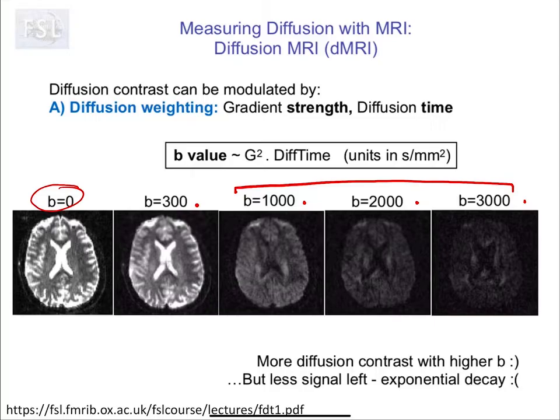So the good thing is, the higher the b-value, the more diffusion contrast you're going to get, but the problem is you're also killing your signal. So there's always this trade-off: more b-value will tend to make things look different according to the diffusion properties, but at the same time, your signal is also going away.